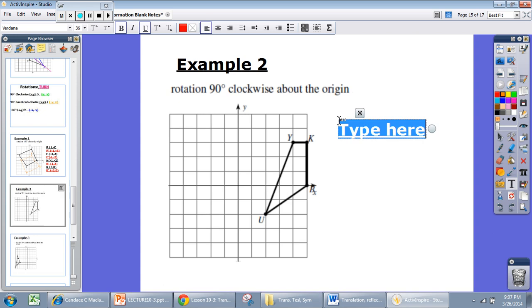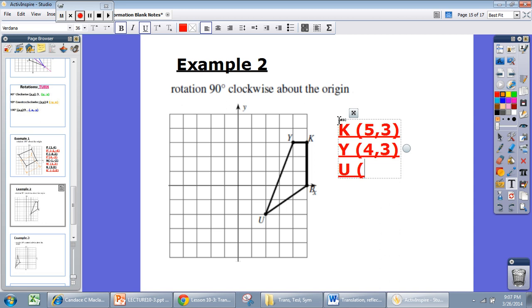So we have K is 5, 3. Y is 4, 3. U is 2, negative 2. And B is 1, 2, 3, 4, 5.